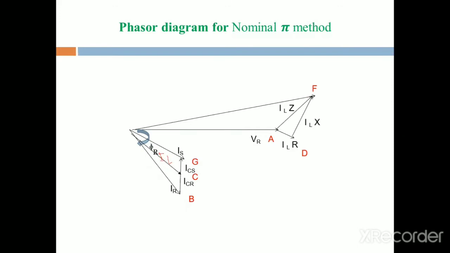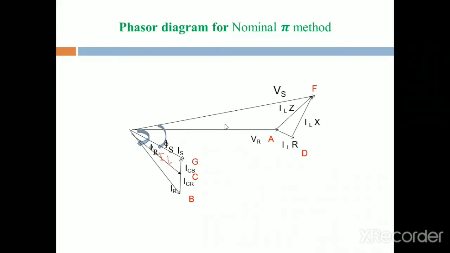By adding this impedance drop to the VR, we obtain the VS. What is the angle between the VS and IS? That is the phi S. The angle between the VS and IS is the phi S.